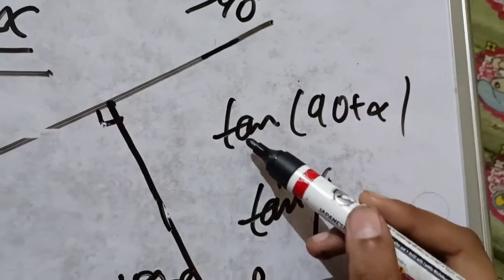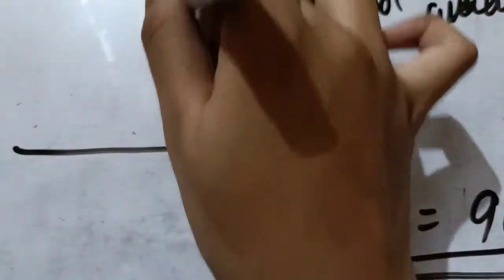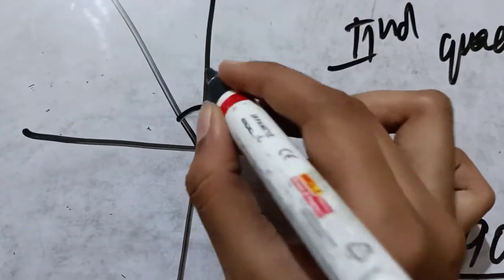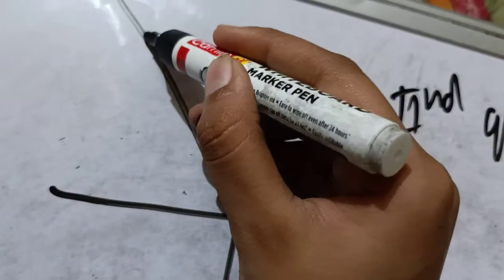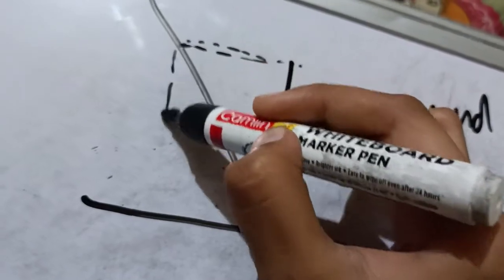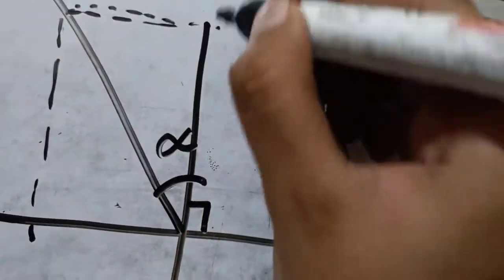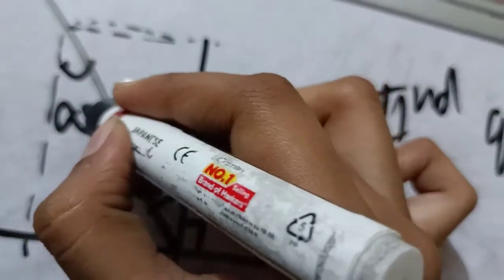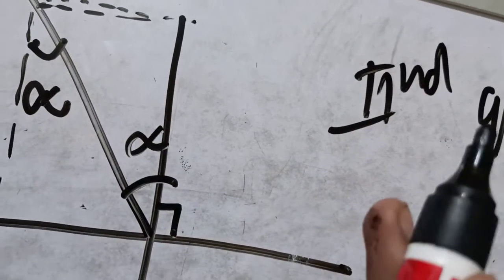For this tan of 90 plus alpha, we need to draw again a Cartesian plane. This is 90 degrees and let's suppose this is our alpha. Now what you need to do is draw a parallel line to it. First of all, a parallel line to our x-axis, then a parallel line to our y-axis, and form a rectangle. As you know, this line is parallel to this, so this angle will also be alpha. About why these alternate interior angles are equal, I have uploaded a video earlier.